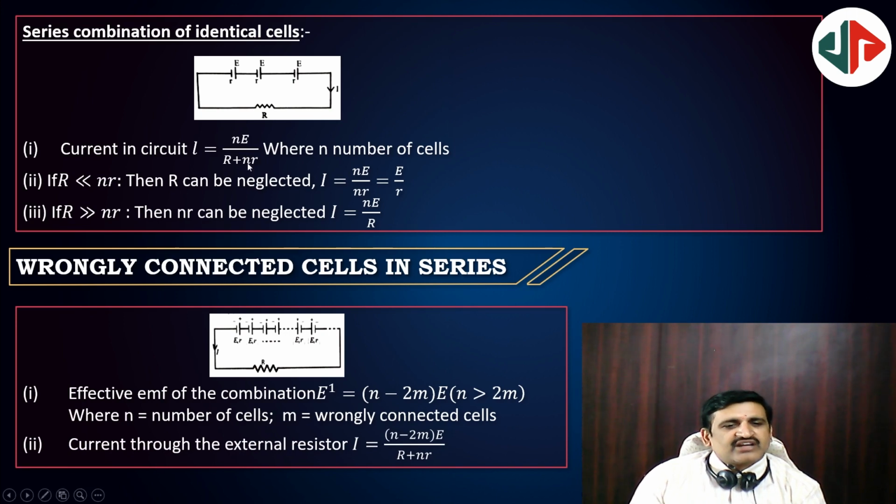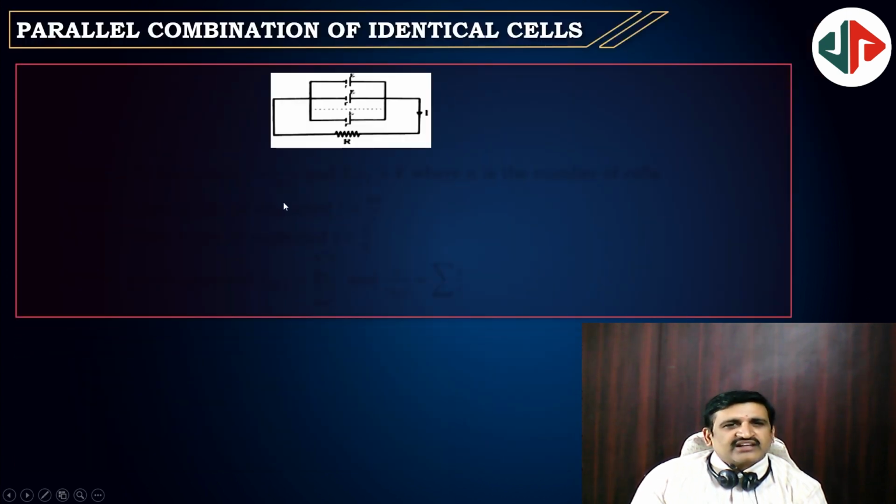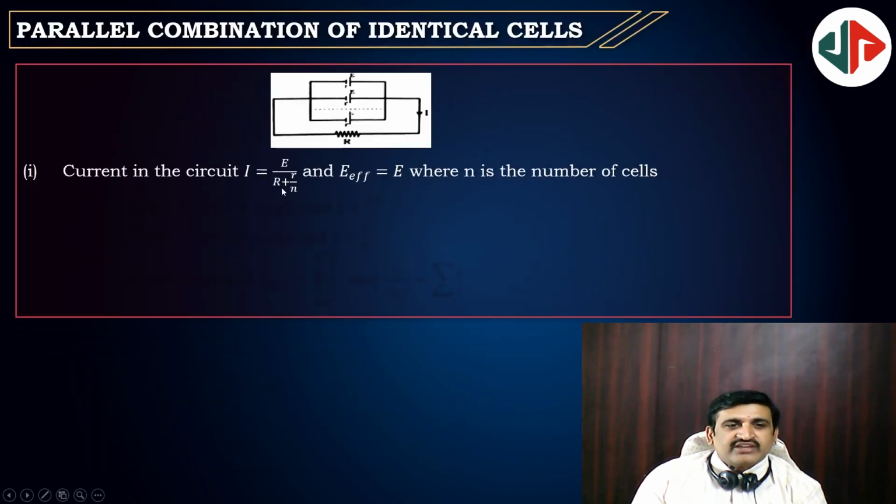Effective EMF of the combination is E = (N - 2M)E, where N is the number of cells and M is the number of wrongly connected cells. Current through the external resistor I = (N - 2M)E / (R + NR). A parallel combination of identical cells will give current E / (R + r/N), and the effective EMF will be E only when the cells are identical. Otherwise you have to use Kirchhoff's laws.